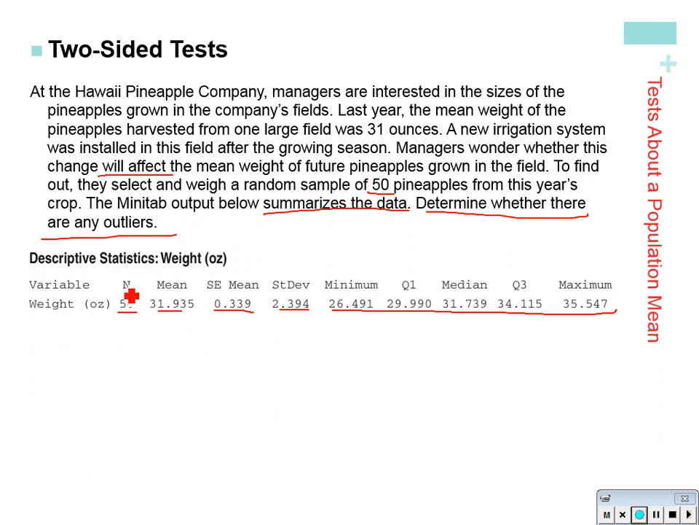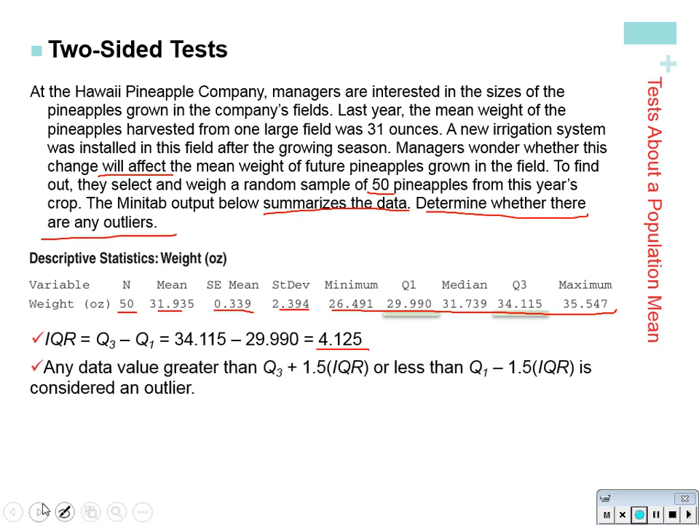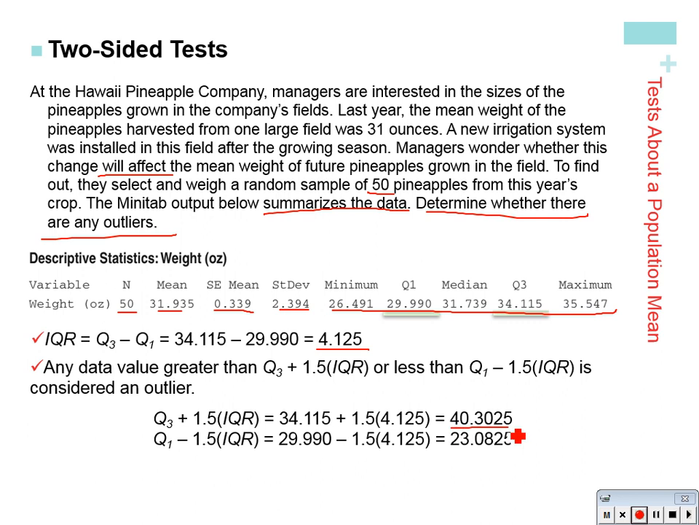So just remember, when you're talking about 5-number summary and determining outliers, you're talking about the 1.5 times the interquartile range rule. So when I go to compute the interquartile range here, I'm going to do Q3 minus Q1, which comes out to be 41.125. And if I multiply that by 1.5 and I subtract it from Q1 and add it to Q3, I end up with these values here: 40.3025 and 23.0825.